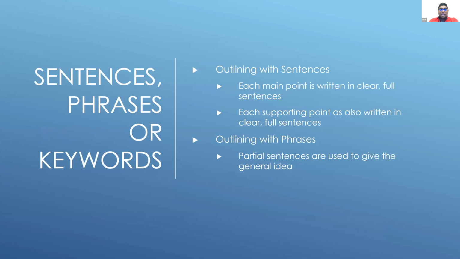So outlining with sentences, each main point should be written in a clear and full sentence, and each supporting point should also be written in clear, full sentences. And then when you outline with phrases, you can use partial sentences to give you the general idea of what it is that you want to say. This speaking outline will only work if you prepare. So if you prepare and you have just a few words written down, you will remember everything from those few keywords.